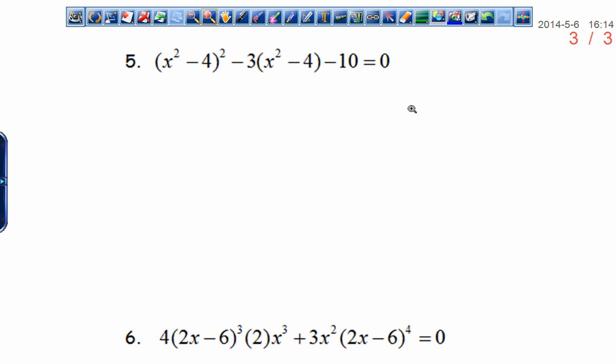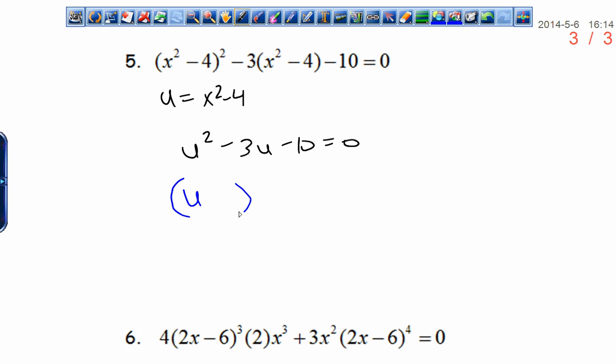Lots of us want to know when we can use u substitution. Best way is when we have 3 terms and we can only factor something out of 2 of them. So obviously, I think it's obvious, u is going to be x squared minus 4. So I'm going to have u squared minus 3u minus 10 equals 0. Sorry about my using my 4s here.